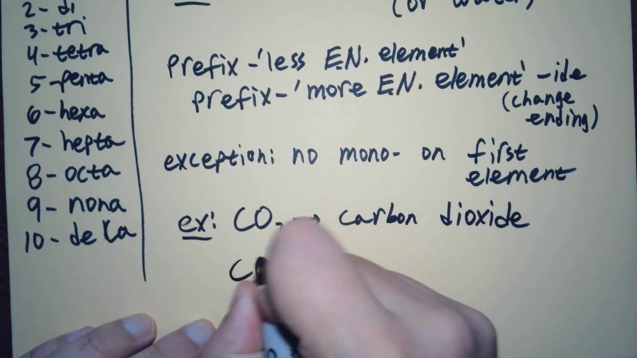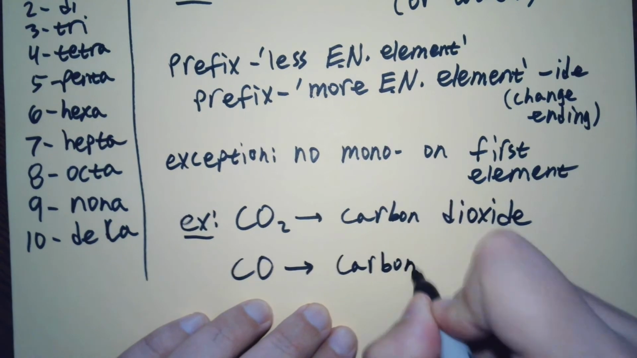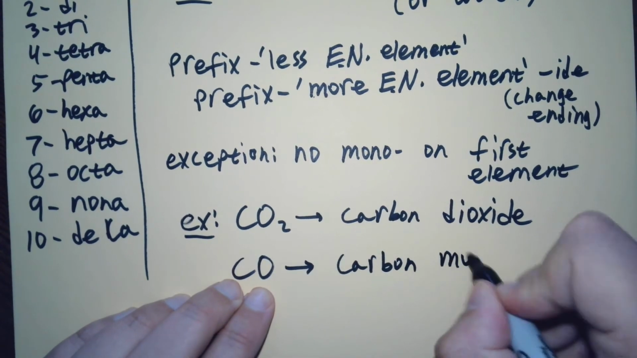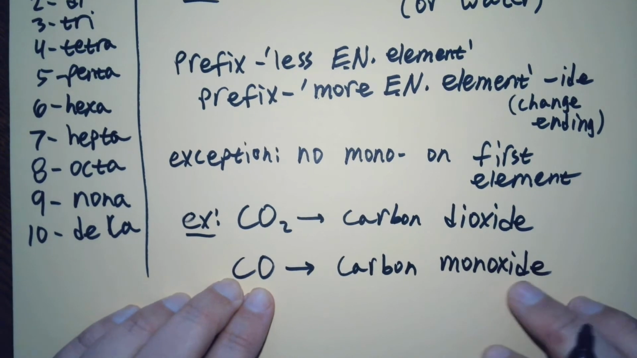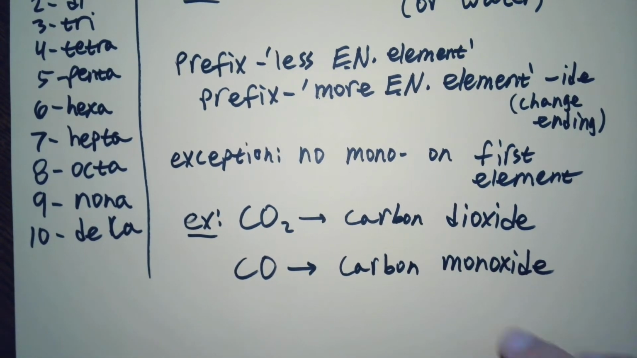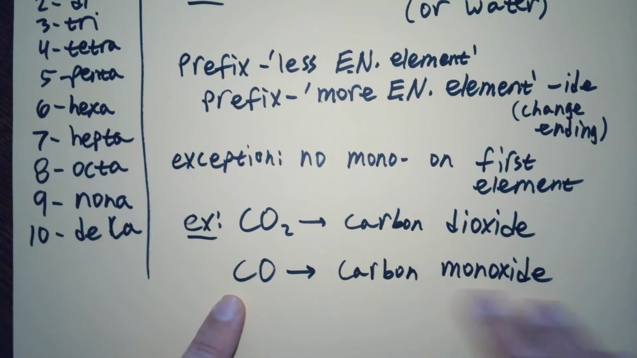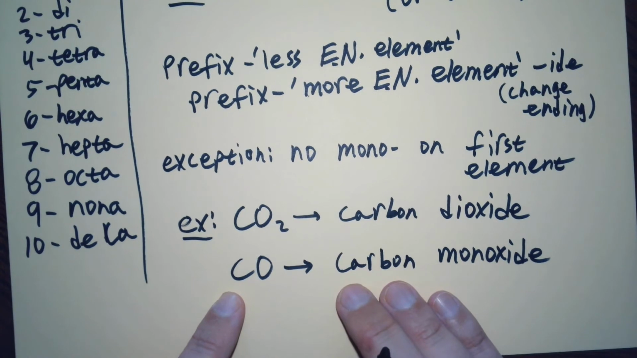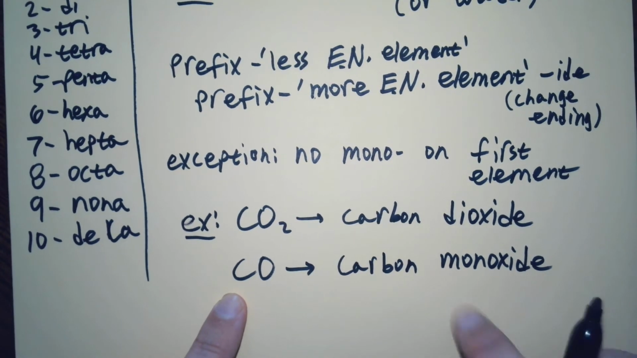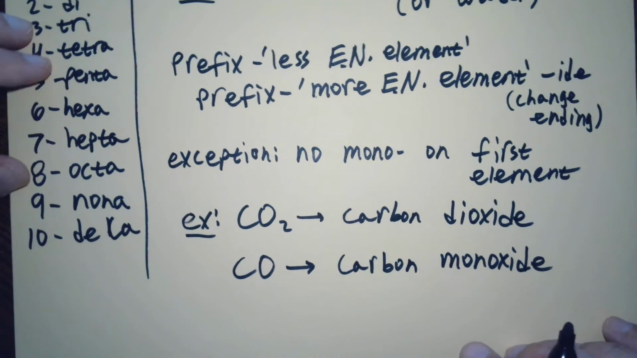But if you had something like CO, it's still carbon, but now it's monoxide. Which, by the way, we don't say monooxide. That would be ridiculous. So heads up on that. You saw it earlier too. So we use it on the second element, but we don't use it on the first. So that's the only place you'll ever see monos. All right.